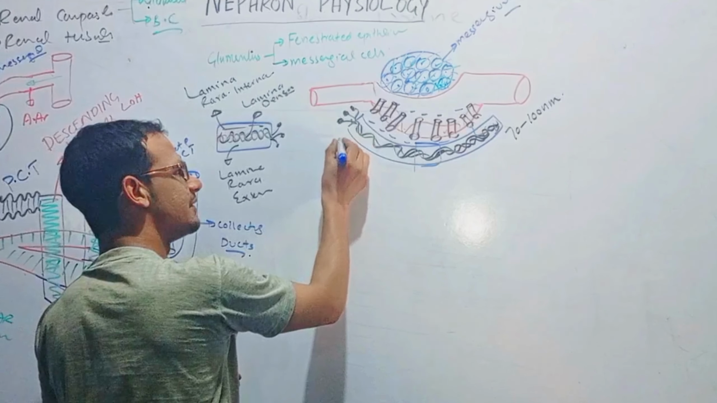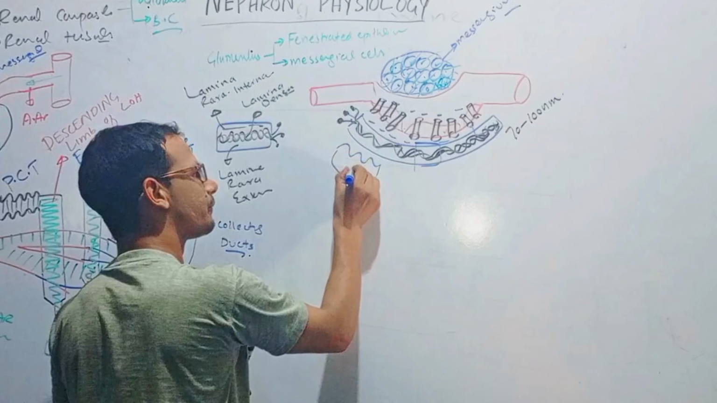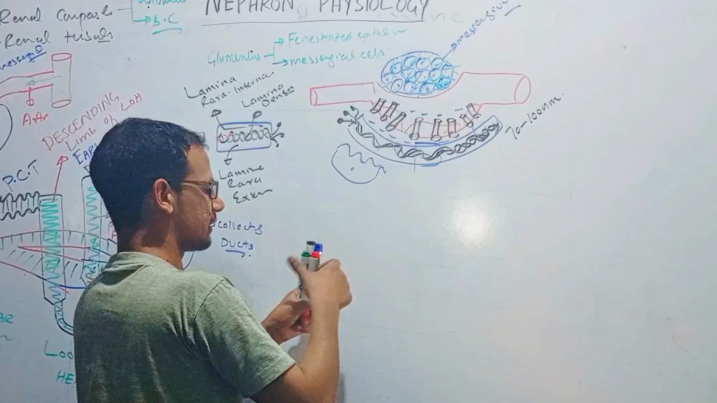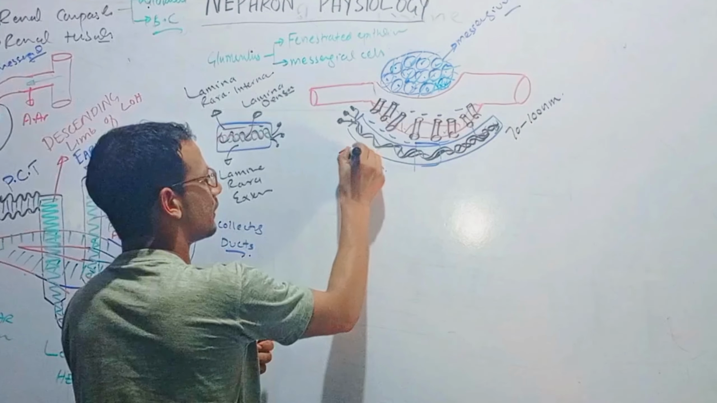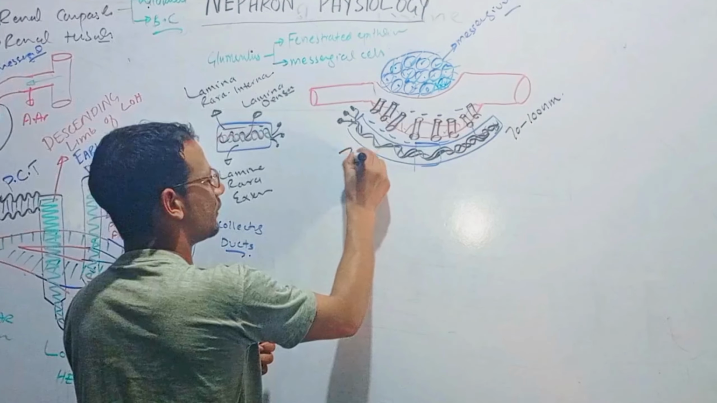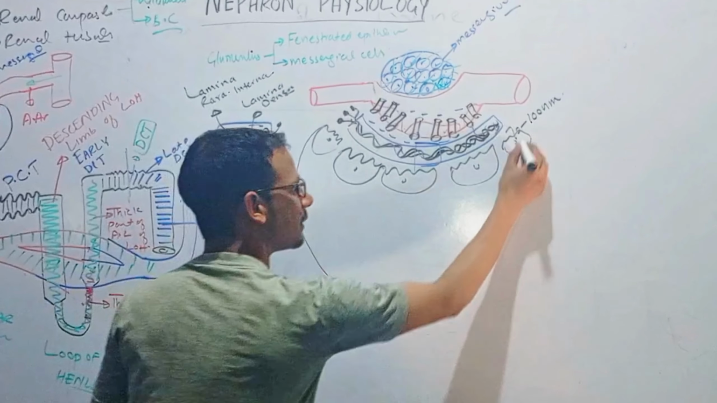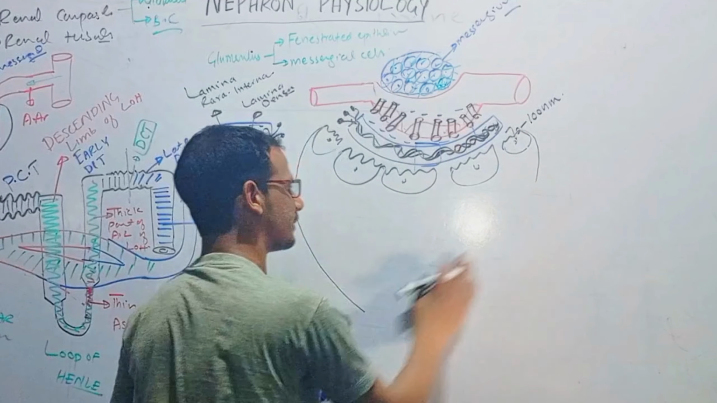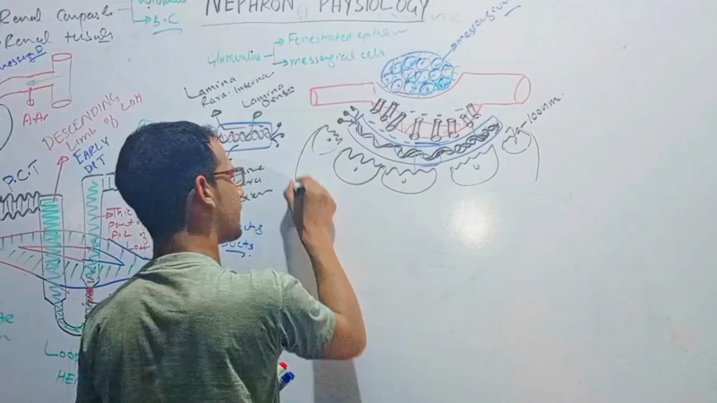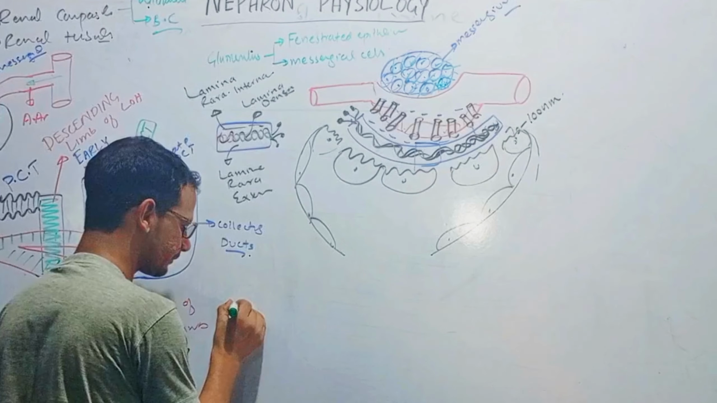The next, we have Bowman's capsule, and these are called podocytes. These cells are called podocytes, and this layer is called visceral layer of Bowman's capsule, and this layer is called parietal layer of Bowman's capsule. These are called parietal layer, right?